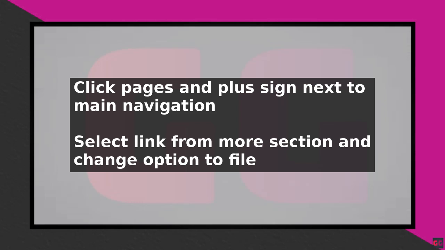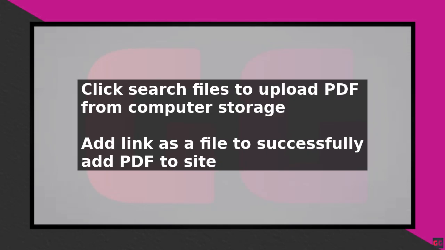Instead of entering a URL, change the option to File and click on Search Files to upload your PDF from your computer's storage. Essentially, you're adding a link, but the link will be a file. By following these steps, you can successfully add a PDF to your Squarespace site.